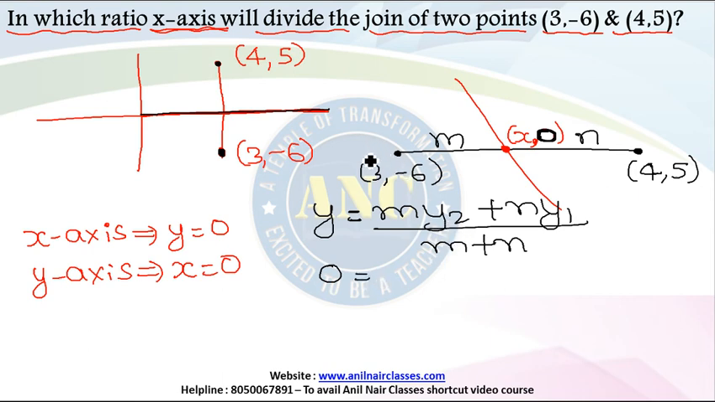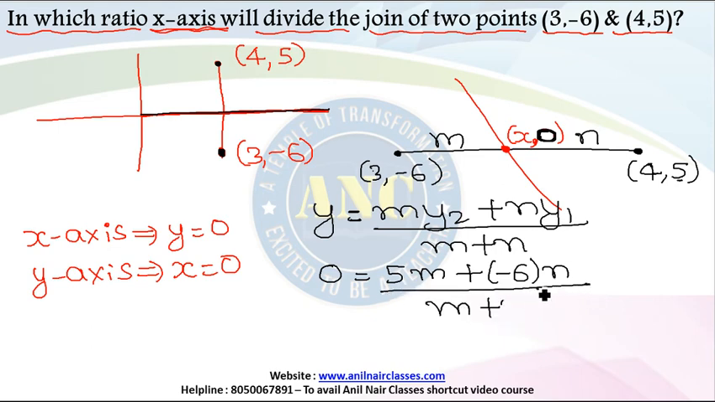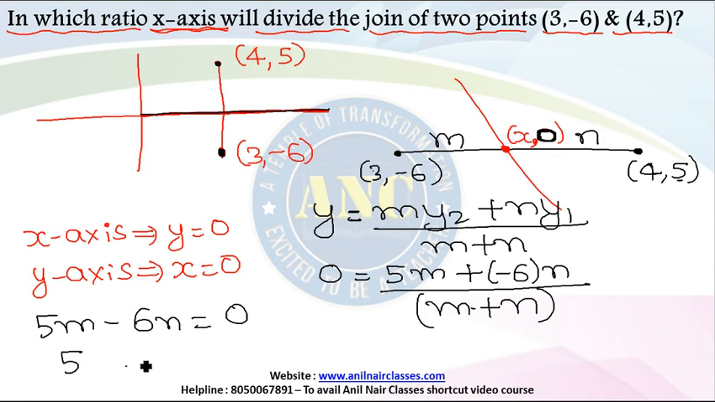The y value is 0 and the m and n values we don't know. This is x1 comma y1, this is x2 comma y2. So the y2 value is 5. So it is 5m plus y1 value, which is minus 6, into n, divided by m plus n. If I cross multiply m plus n into 0, it becomes 0. So 5m minus 6n is equal to 0. 5m is equal to 6n.